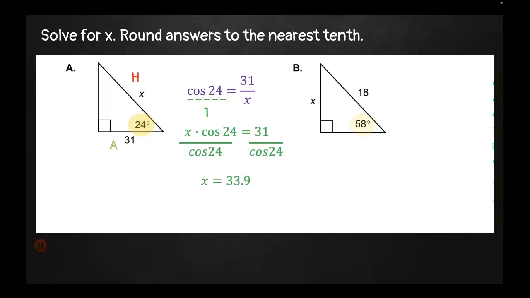Here in letter B, I have 58 degrees. In reference to 58, I have an opposite side and a hypotenuse side. I know that's my sine. So I can set up that trig ratio. Sine of 58 is equal to opposite over hypotenuse, so x over 18. I can put it over 1. I have a proportion, so cross multiply. So I have x is equal to 18 times the sine of 58. Notice I'm not doing 18 times 58 and taking the sine of that. I am saying that I have 18 and then I'm taking the sine of 58 and multiplying those two together. So I will get 15.3.